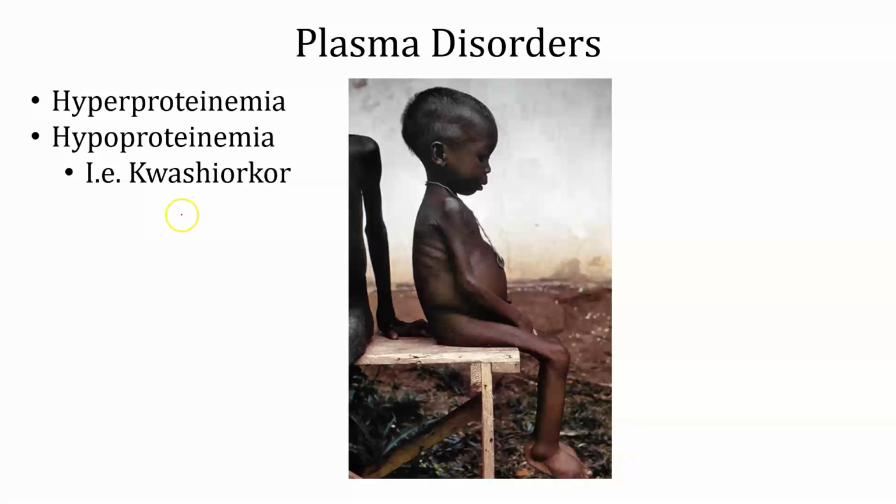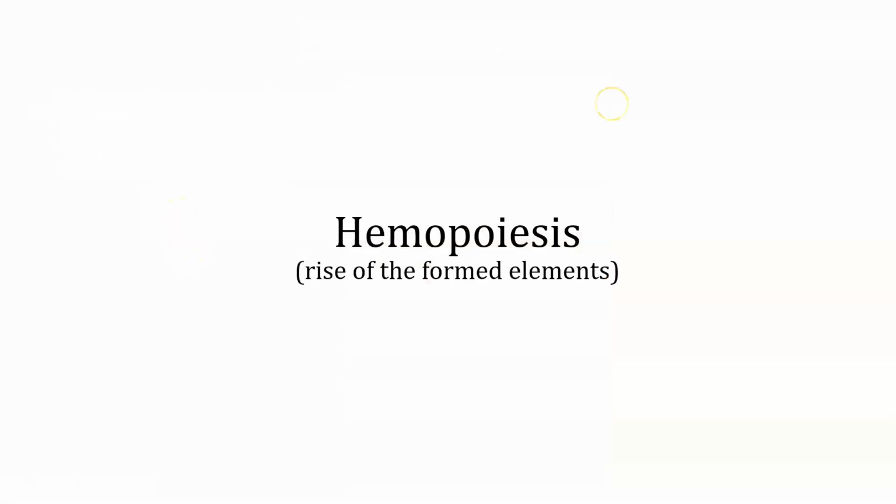You also know that there's very thin arms and legs, again due to a protein deficiency. All right, the next thing we have on the docket is this process known as hemopoiesis. This is also sometimes called hematopoiesis. They're both the same thing. And this word is so awesome that I think it needs a subtitle. So I'm titling this Hemopoiesis, Rise of the Formed Elements.